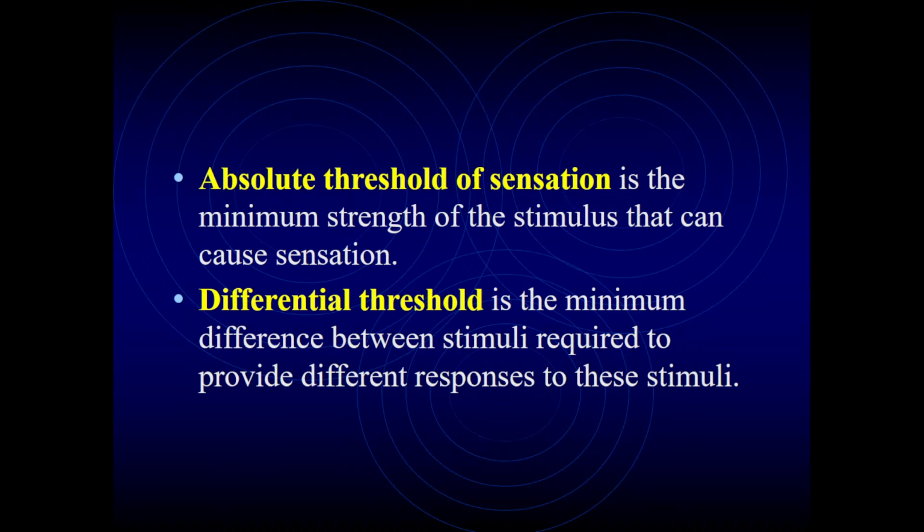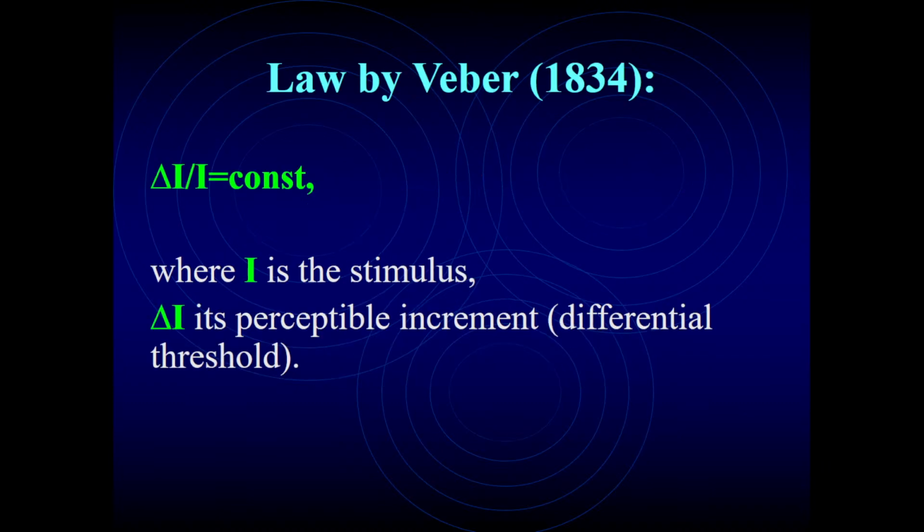The relationship between the strength of irritation and the intensity of sensation was described by the scientist Weber. The law by Weber: delta I over I is constant, where I is the stimulus, delta I is the perceptible increment or differential threshold. The differential threshold of sensation is different for different sense organs. But for the same analyzer, it is a constant value.